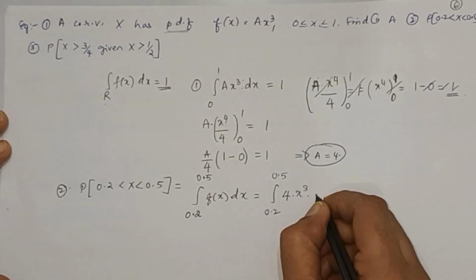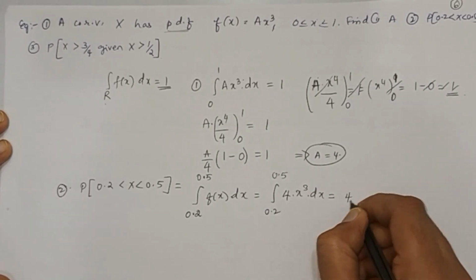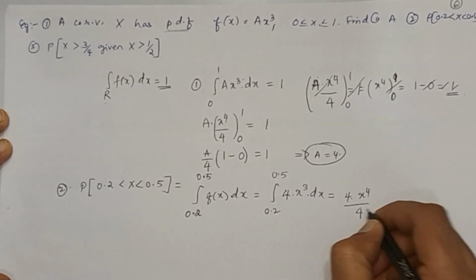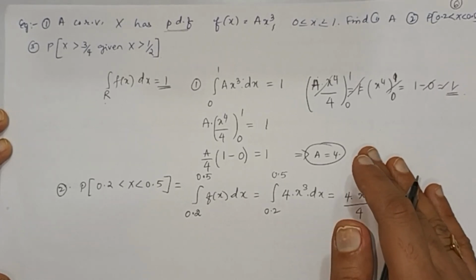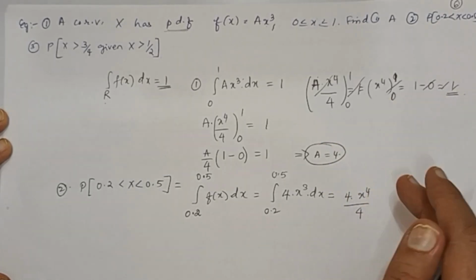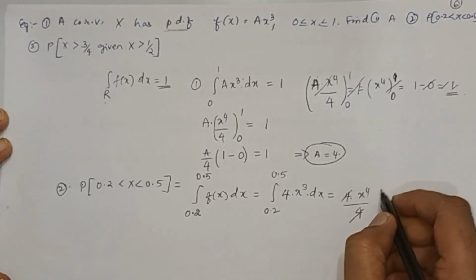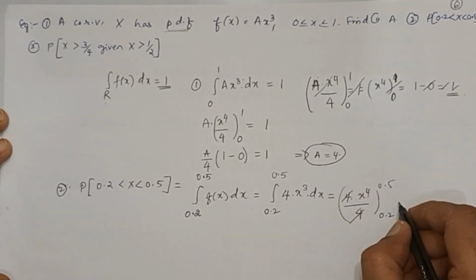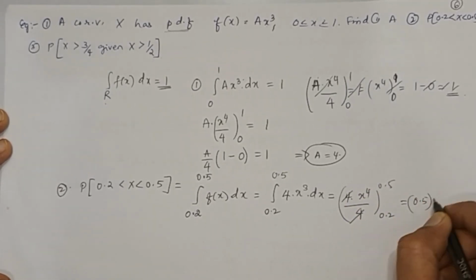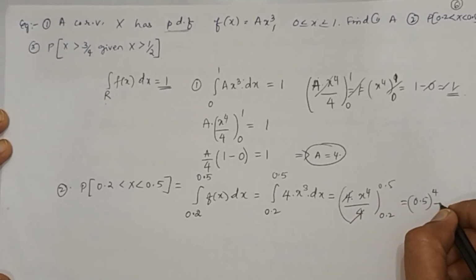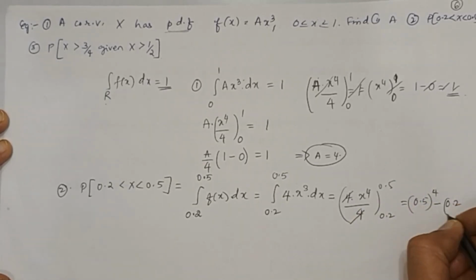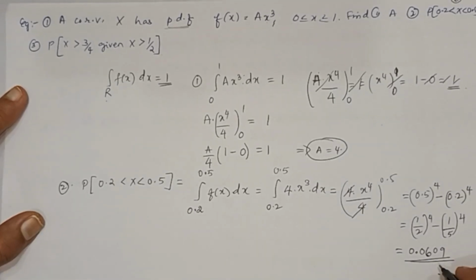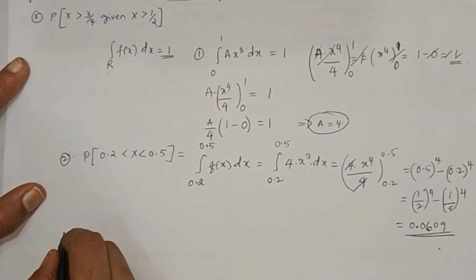x cube into dx, which is equal to 4, a constant. Integral of x power 3 is x power 4 by 4. You should know the concept of integration. Here onwards we'll be continuously using integration. So 4 cancels, then 0.2 to 0.5. So upper limit is 0.5 to the power 4 minus 0.2 to the power 4. So the value is approximately 0.0609.